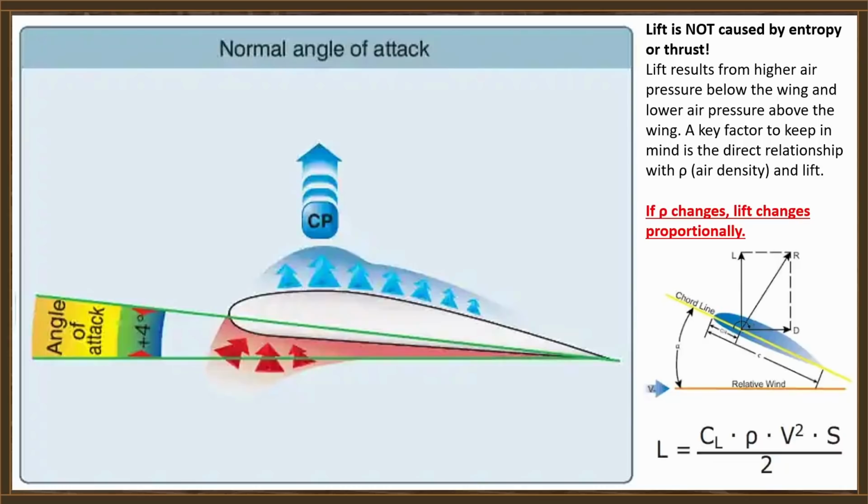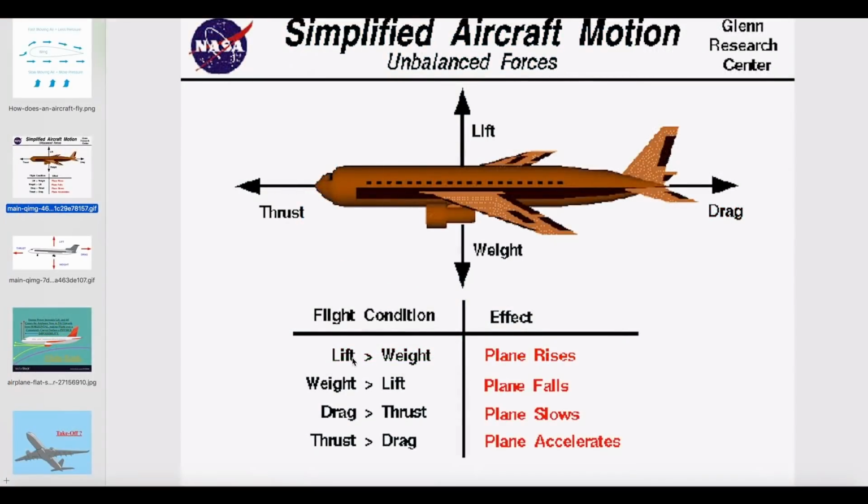Now, there's a key factor to keep in mind, and it is the direct relationship between the density of the air, we call that rho, and lift. If rho changes, lift changes proportionally. In other words, the more dense the air is, the more lift you produce. We'll get back to that in a minute. So more lift than weight, the plane will rise. More weight than lift, the plane will fall.